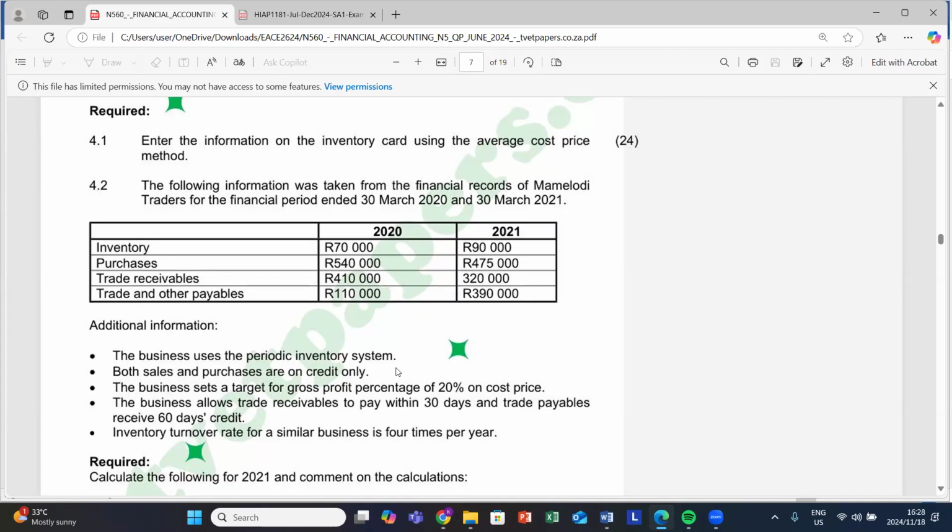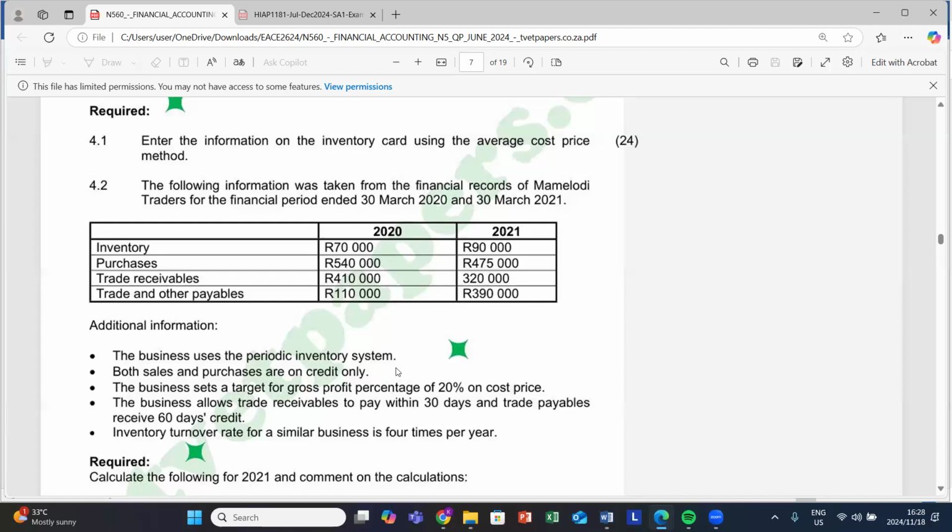Let's go to bullet number 3, our additional information. In our additional information, they say that the business has a target gross profit percentage of 20% on cost price. The purpose of them providing you with that percentage is that we are going to use it when we calculate our cost of sales or our sales. And then the business allows trade receivables to pay within 30 days, and trade payables receive 60 days credit. Inventory turnover rate, that one is not important.